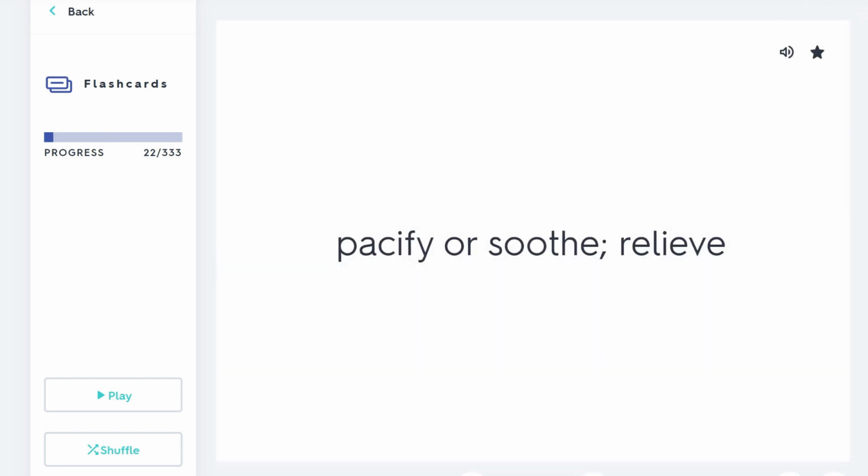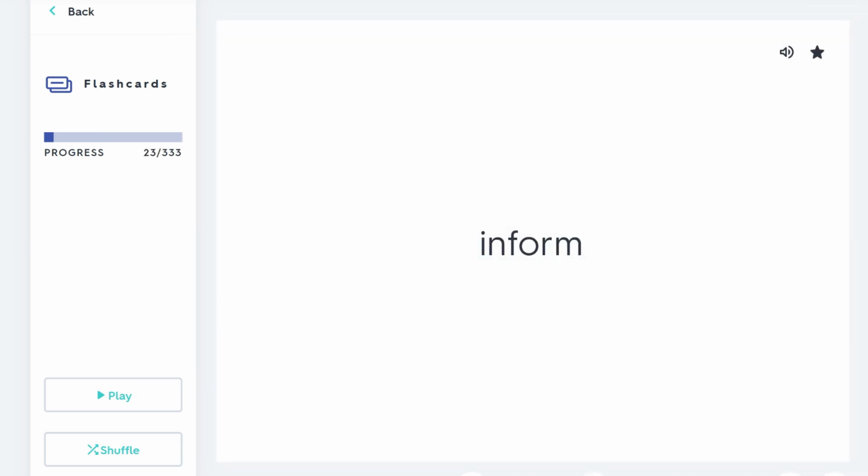Appease. Pacify or soothe, relieve. Don't try to appease him. There's no appeasing him. He's going to do what he wants anyway. Let's just stop him. The mother tried to appease her crying baby by offering him milk. Apprise. Inform. She was quickly apprised of the situation.